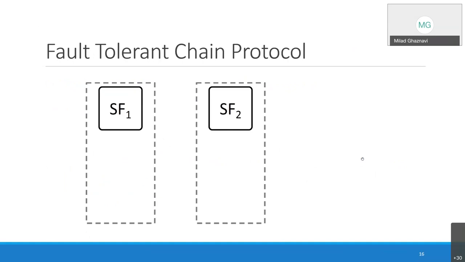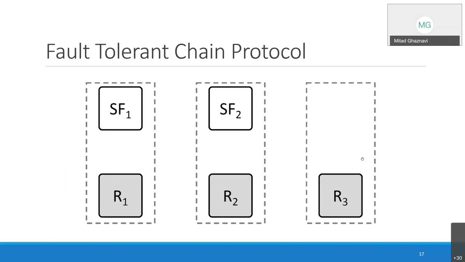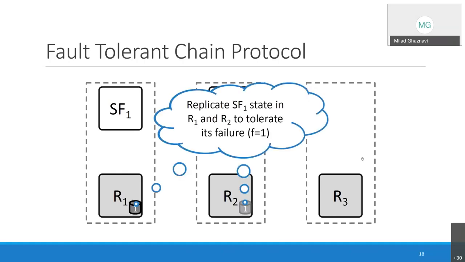Let's say that we want to provide fault tolerance for two service functions, SF1 and SF2, and they're running in separate servers. To tolerate one failure, we instantiate three replicas, R1, R2, and R3, located in separate servers in order to isolate their failures, so that if one of them fails, its failure is independent of the others. It doesn't cause failure in other replicas. The state of the first service function is replicated by R1 and R2, and the state of the second service function is replicated by R2 and R3.